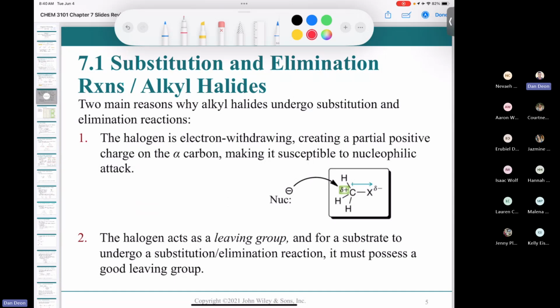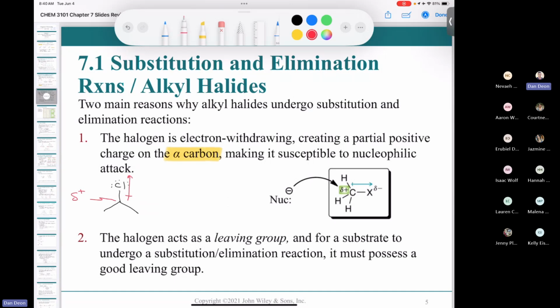Already, but it says here there are 2 main reasons why alkyl halides undergo substitution and elimination. The first one: if we look at that compound on the previous slide, let me use my black pen here. If I draw that isopropyl chloride, you know that chlorine is more electronegative than carbon, so there's going to be a dipole going this way, which means that this carbon is going to be electrophilic. So of course a nucleophile can attack it. The halogen is electron withdrawing, creating a partial positive charge on the alpha carbon, making it susceptible to nucleophilic attack.